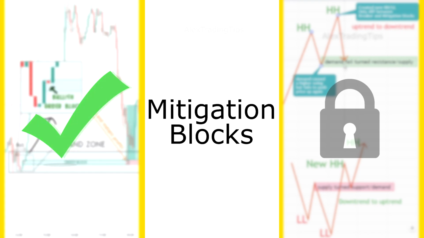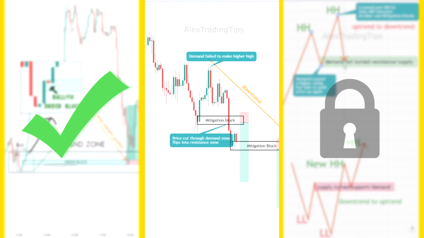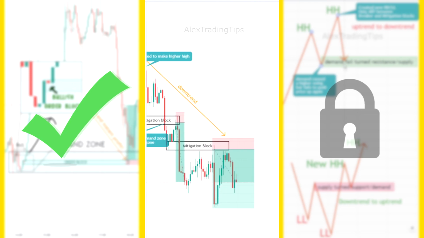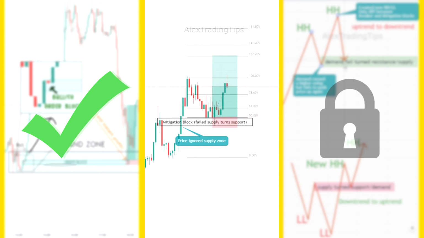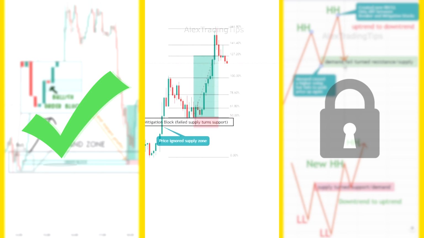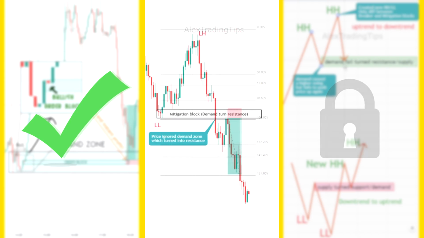What are mitigation blocks? When an area of supply or demand is ignored by the price, that area becomes a mitigation block. Mitigation blocks are great for trend continuation entries. When price returns to this area, there's a good chance that the mitigation block will act as support for an uptrending price and turn into resistance for a downtrend, rejecting the price lower.